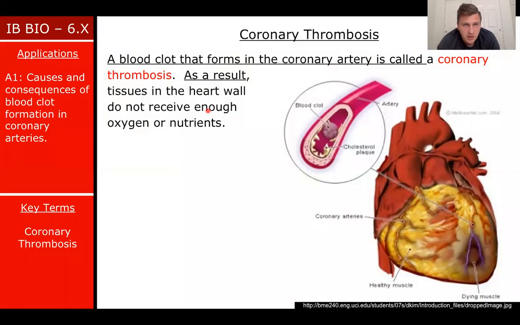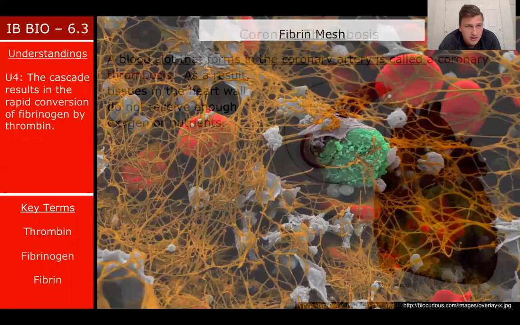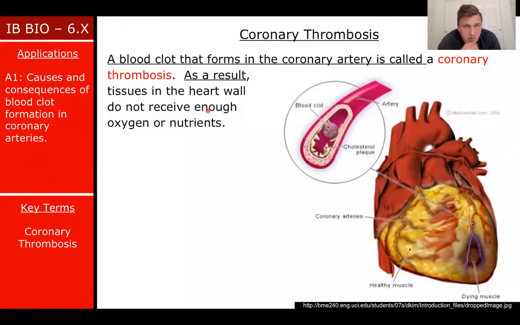Okay, so let's quickly talk about coronary thrombosis. This is blood clotting that forms in your coronary artery. We talked about the coronary artery before. It's the artery that supplies blood to the heart, because the heart has muscle cells, and those muscle cells need blood supplied for oxygen and to take away carbon dioxide. So the heart has to pump the blood to itself.